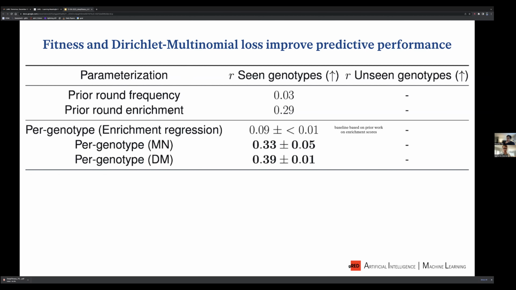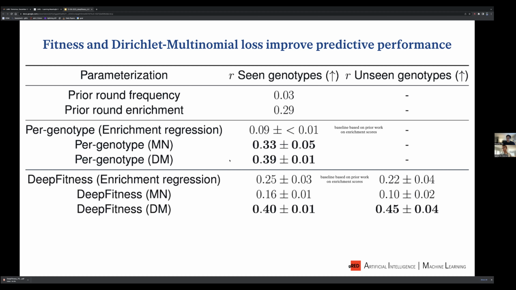Now onto the per genotype results. So what we can see here is these per genotype models get a pretty significant bump over just using the prior round enrichment. So this is important to look at for biologists and chemists who may also know about the enrichment-based approach, but our approach using fitness allows us to take into account all of the rounds, not just the second to last round. And it also looks like using the Dirichlet multinomial improves results over the multinomial.